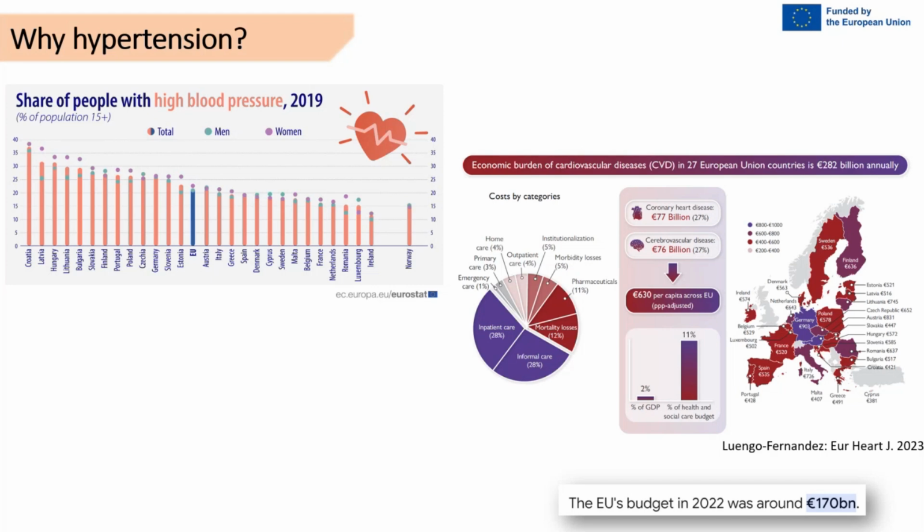With every 5 millimeters of drop in blood pressure contributing to a 10% reduction in cardiovascular events, and I'll show you some of the data that's come from.